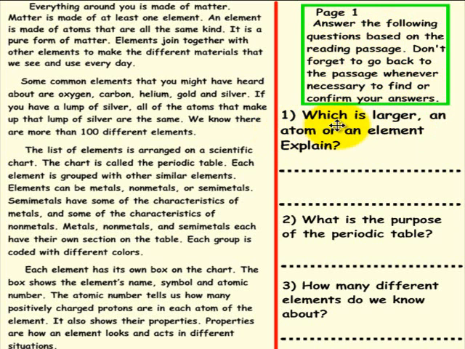Question 1. Which is larger, an atom or an element? Please explain. Question 2. What is the purpose of the periodic table? And question 3, how many different elements do we know about? If you would please pick up a pen to solve these 3 questions.